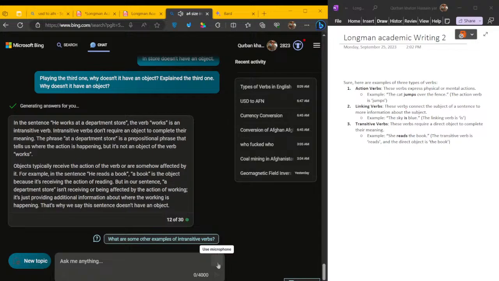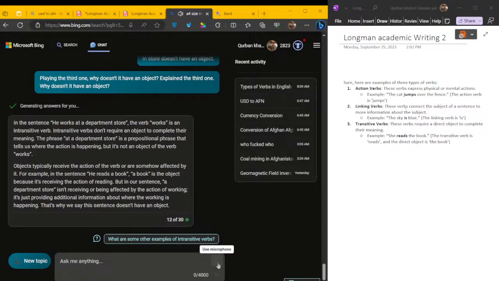Objects are typically directly affected by the action of the verb. For example, in the sentence, "He reads a book," a book is the object because it's directly receiving the action of reading. But in our sentence, the department store isn't directly receiving or being affected by the action of working. It's just providing additional information about where or how the working is happening. That's why we say the sentence doesn't have an object.